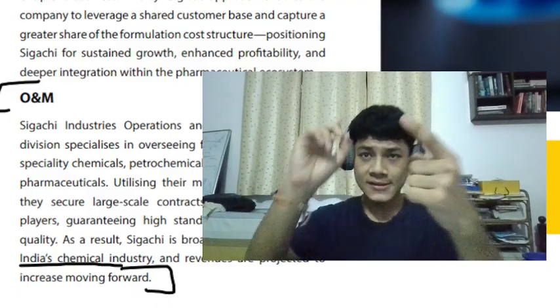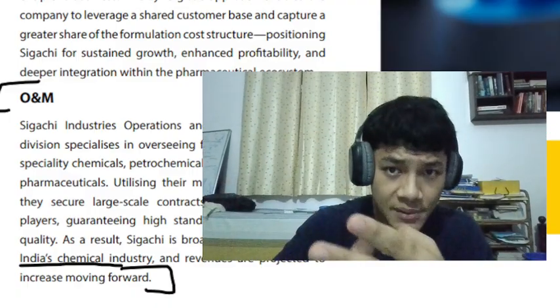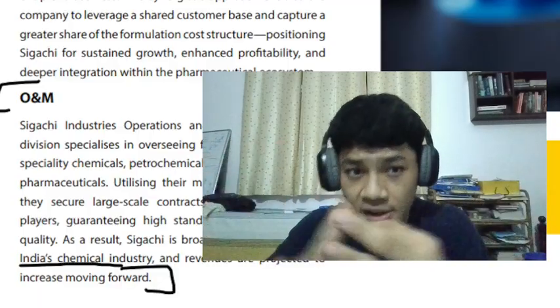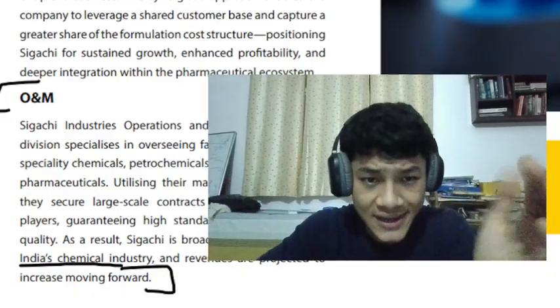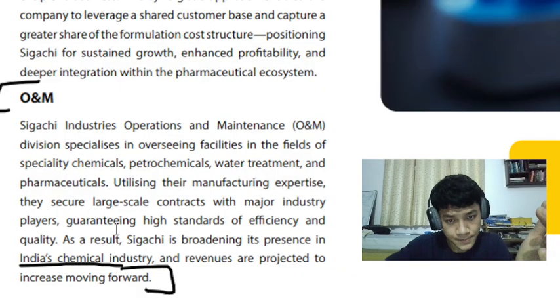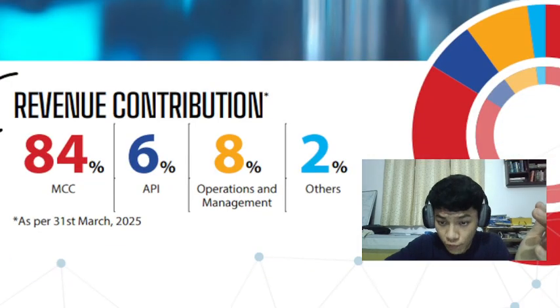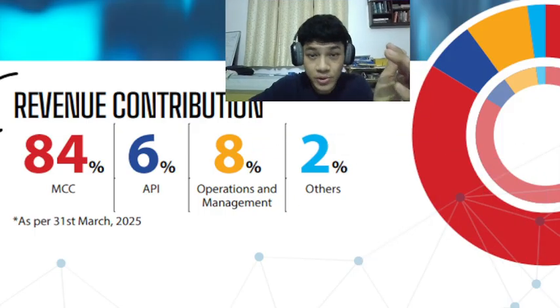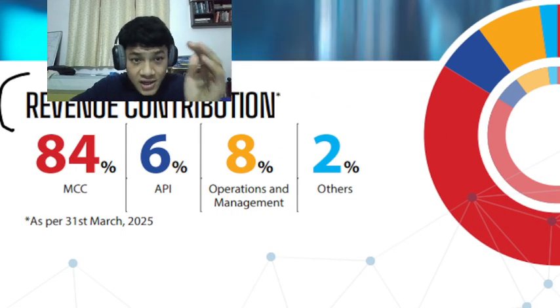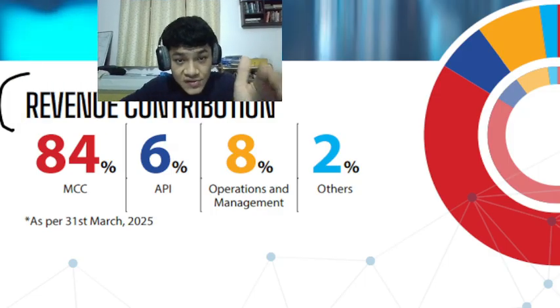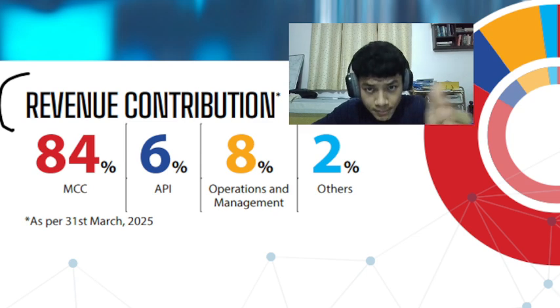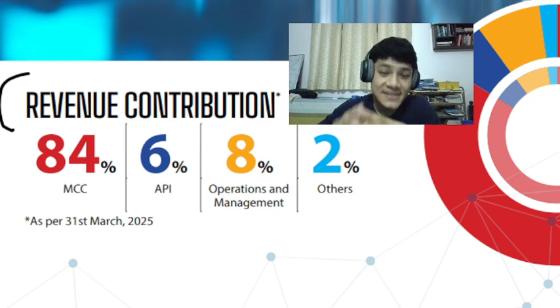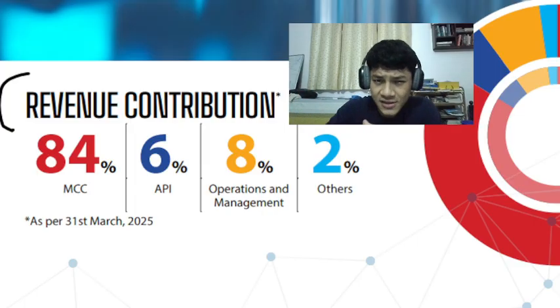So summary, they sell MCC, they sell API, and the third major segment is operation and maintenance of other companies' facilities, especially in the chemical sector. All right. So overall, as of fiscal year 2025, 84% of revenue came from MCCs, 6% came from APIs, 8% came from operation and management. Okay, it's management, not maintenance. My fault.